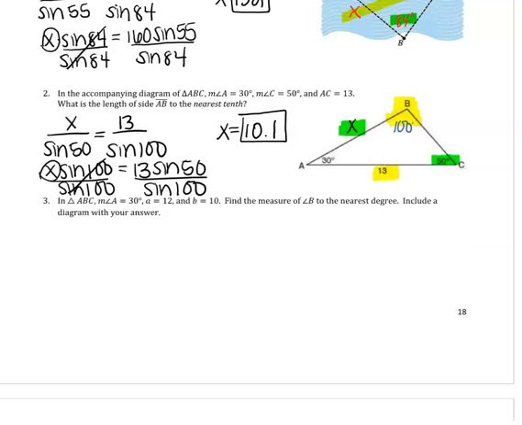All right, question 3. In triangle ABC, angle A is 30, a is 12, and b is 10. Find the measure of angle B to the nearest degree and include a diagram. Yeah, there's no way I'd solve this without a diagram personally. So let's draw a random triangle ABC.